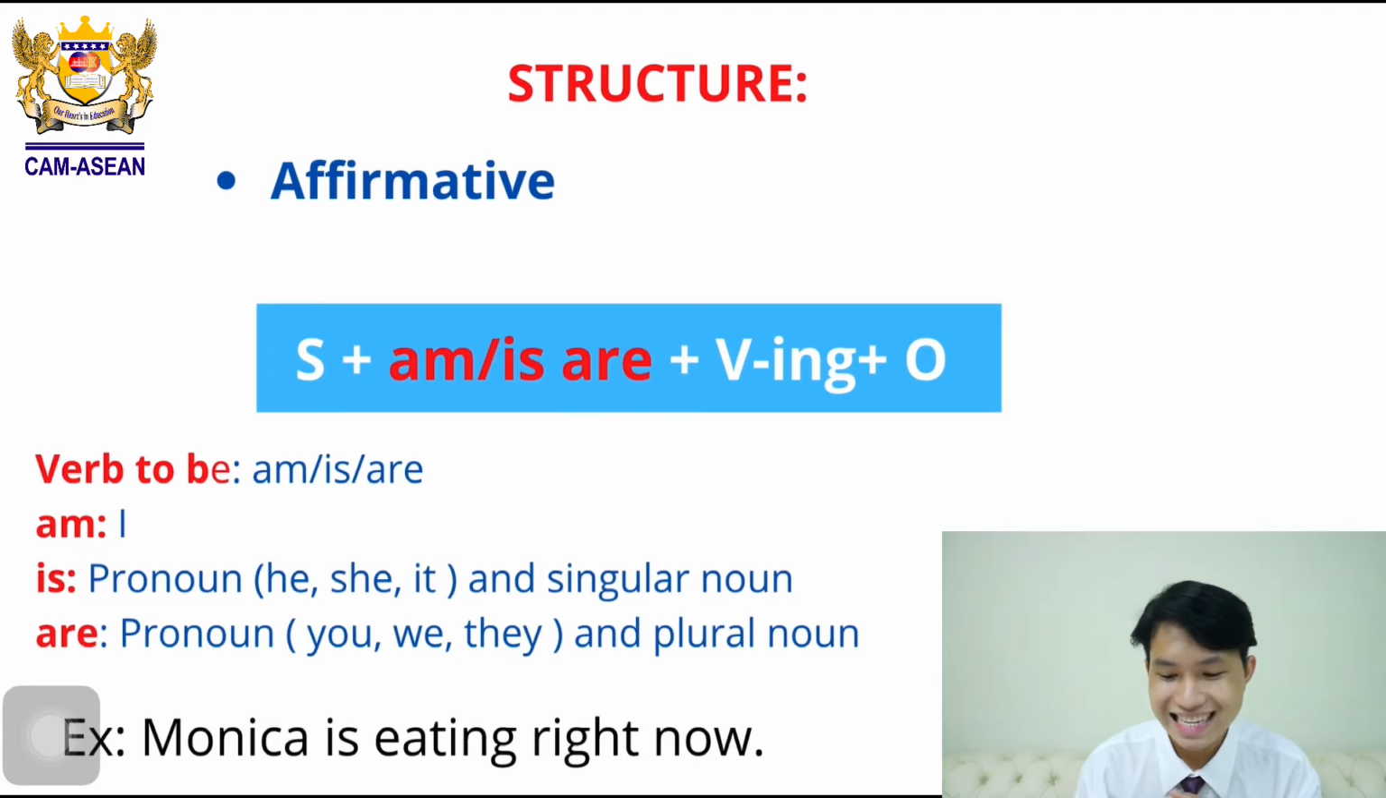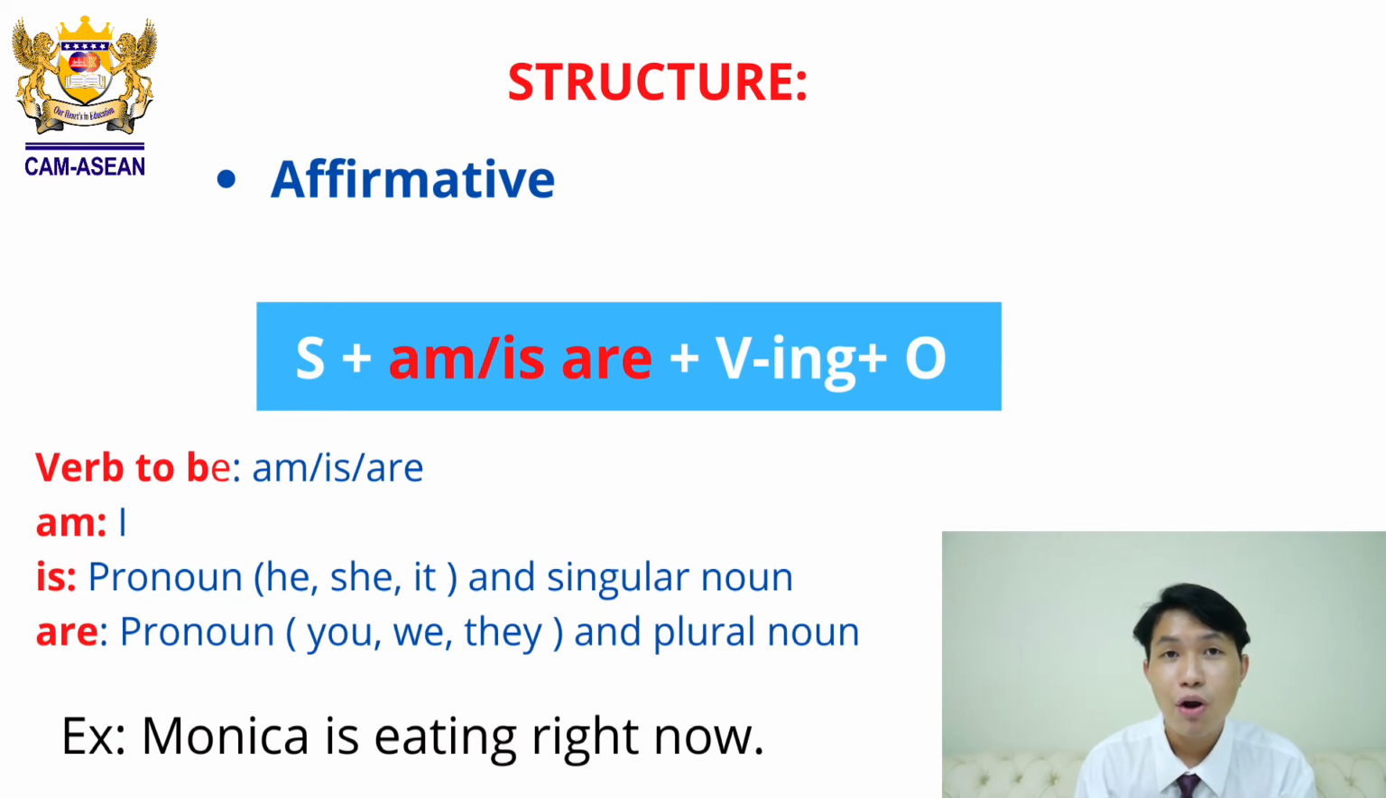But why over here is, right? We use is here because Monica is a singular noun. So it starts with subject Monica, followed by verb to be is, and then followed by verb eat plus ing. So you add ing at the end of that verb, so it becomes eating, right? And then Monica is eating right now. And right now is just a time expression to show that it is present continuous. Okay? Monica is eating right now.